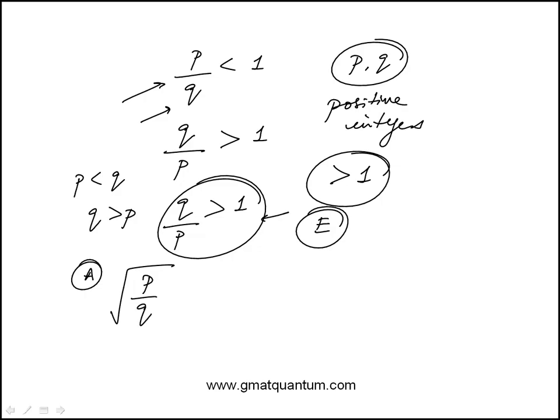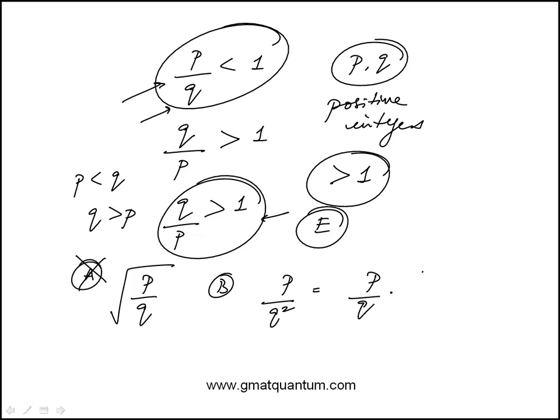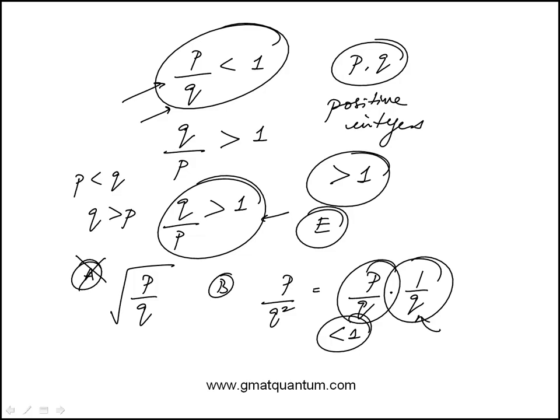Square root of P over Q. If P over Q is less than 1, well, the radical is also going to be less than 1. B is P over Q squared. So this would be P over Q times 1 over Q. Now this is already less than 1. We're dividing it by also a positive integer. The least it could be is if Q is 1. In that case, it would still be less than 1, but it could be 2, 3, 4. So in that case, it would be even less.